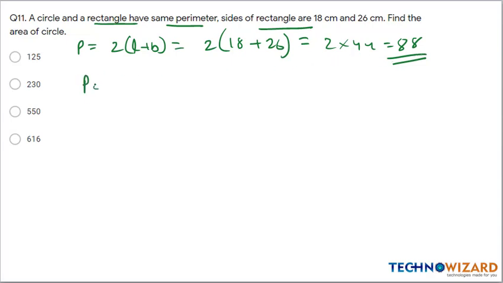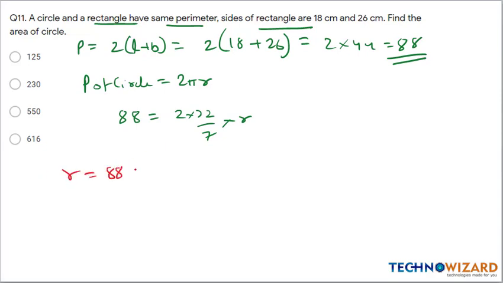And we know that the perimeter of a circle is equal to 2 pi r. Now the perimeter of the circle is given as 88, which is equal to 2 into 22 upon 7 into radius. From here we can find our radius: radius is equal to 88 into 7 upon 2 into 22. This will be 4 and this will be 2. The radius is equal to 14 centimeters.